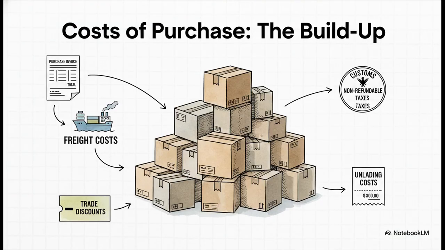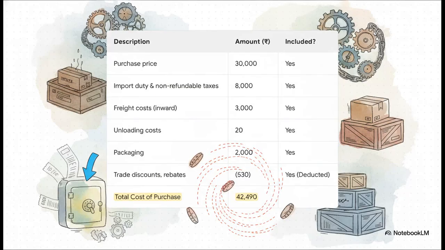As laid out in paragraph 11, this goes way beyond just the invoice price. It's a much more comprehensive buildup of every single cost that is directly attributable to acquiring that inventory. This example, which is pulled straight from the ICAI module, is a perfect illustration of that buildup. Look at how non-refundable taxes and inward freight are capitalized, as they should be, while trade discounts are correctly deducted.